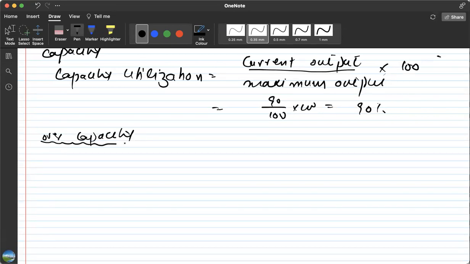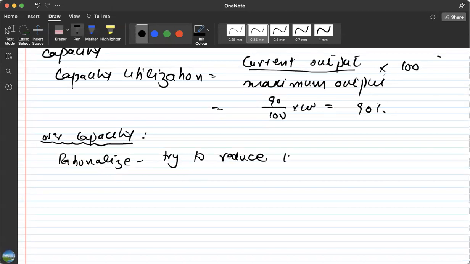Overcapacity will be a situation when we can produce more but we are producing less. In the overcapacity, what we can do, we can rationalize. It means we can try to reduce the fixed cost.